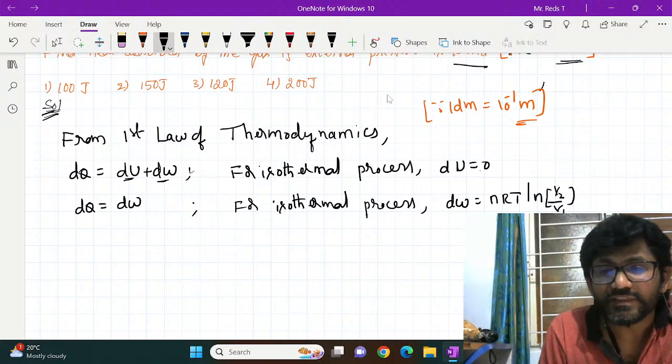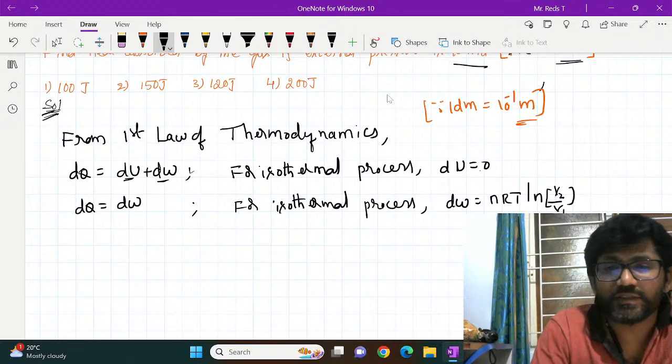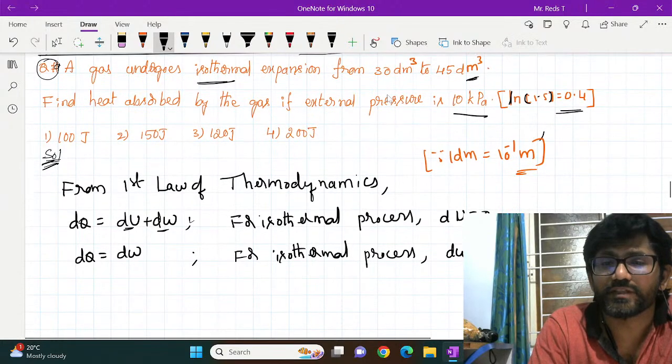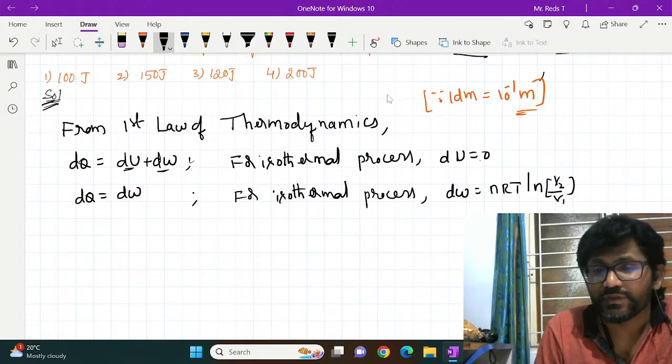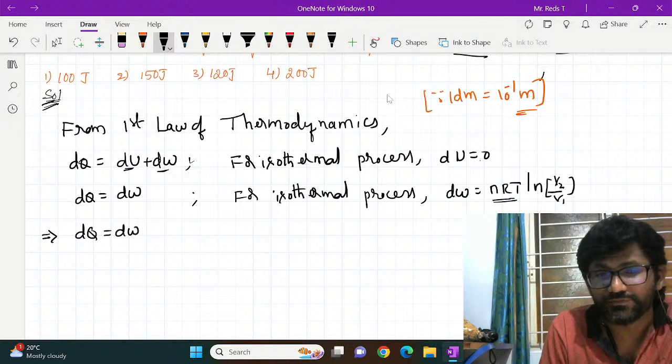And as here the pressures and volumes are given, it is expanded, meaning the volume has changed from the initial volume 30 decimeter cube to 45 decimeter cube. Meter cube is the unit of volume, here decimeter cube they have given. So you have to replace this in terms of pressure and volume terms. Therefore dq is equal to dw, which is equal to pV, because nRT is equal to pV, pV into ln of V2 by V1.